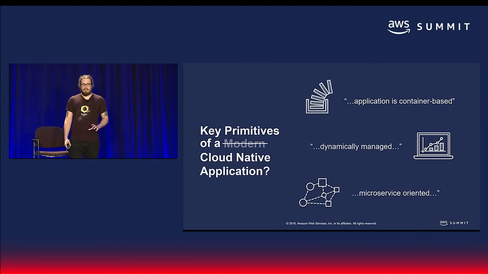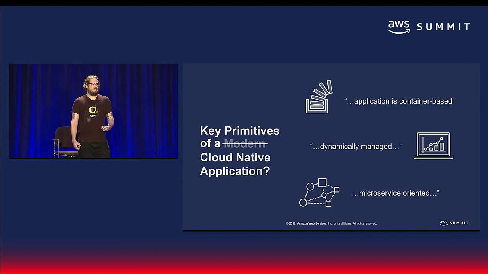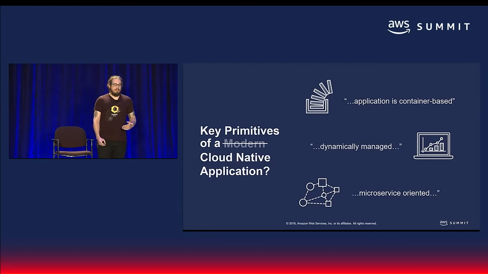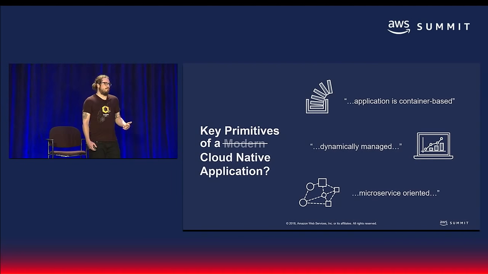Summarizing these three characteristics of the modern application, I want to change that term modern to cloud native. Many of you are probably familiar with the Cloud Native Computing Foundation. These three primitives are core primitives of the Cloud Native Computing Foundation's description of a modern application stack as well. And so a modern application is primarily a cloud native application.